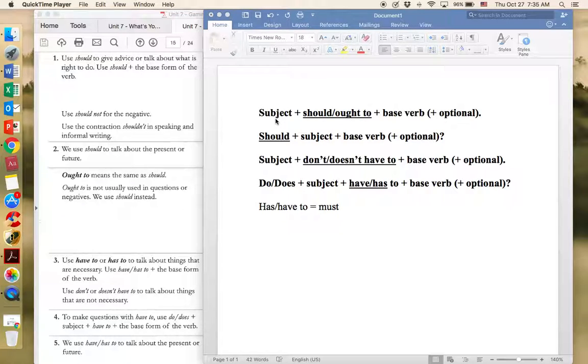The basic format of the statement is subject, followed by should or ought to, followed by a base verb, as is the case with all modals, and then there's an optional part at the end. For questions, we're not going to use ought to, we're going to use should only. That's should plus the subject, followed by base verb and optional question mark. Another note is that we're not going to use ought not. If we want to make a negative, we're going to say should not or shouldn't. Right, so I'll make some examples here.